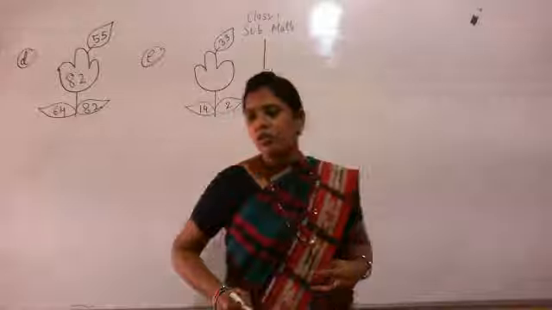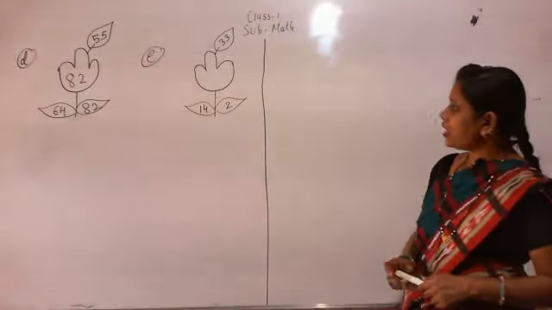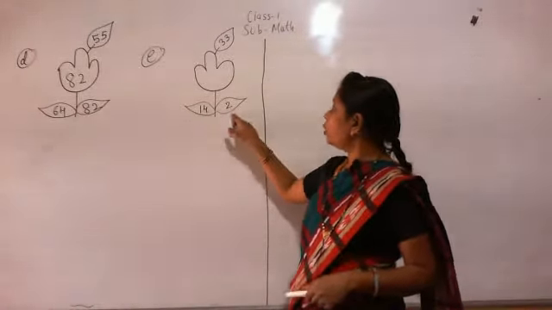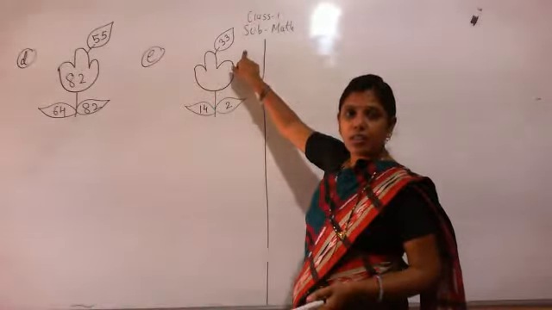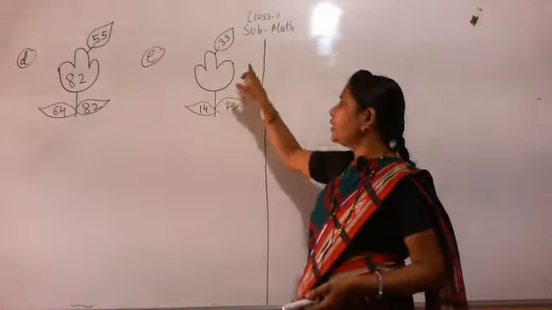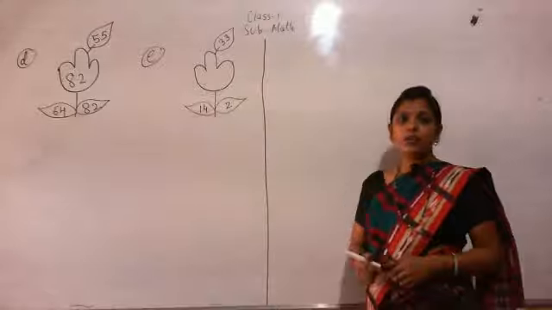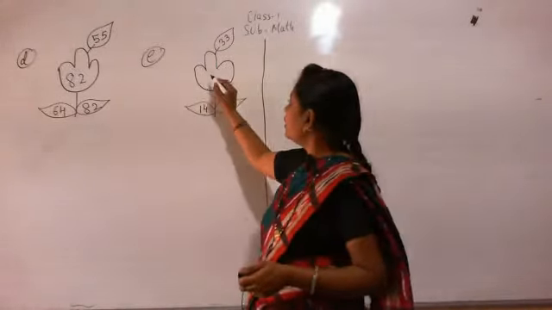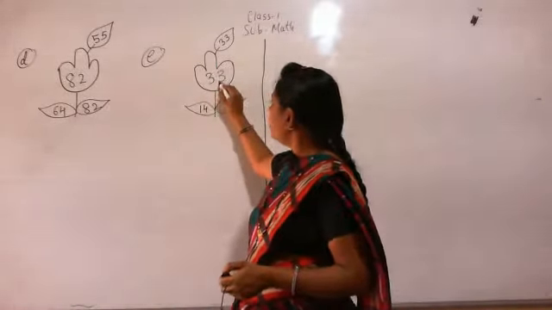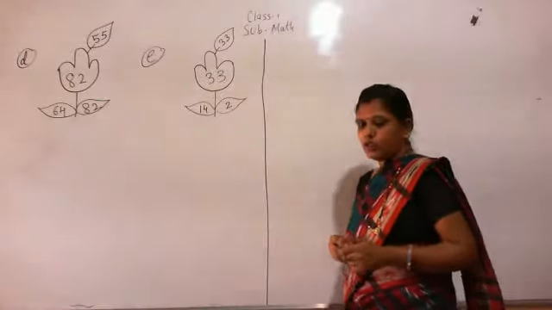E. First of all read the numbers. What are the numbers here? 14, 2 and 33. And which is the largest number? Largest number is 33. So write here 33. Write these two questions fast.